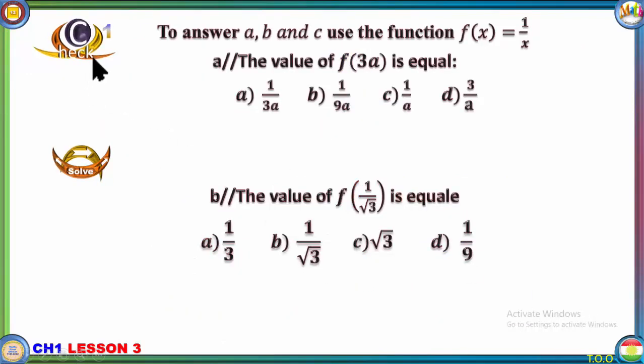Check it out. 1. To answer A, B, and C, use the function f of x equals 1 over x. A, 1 over 3a; B, 1 over 9a; C, 1 over a; D, 3 over a.